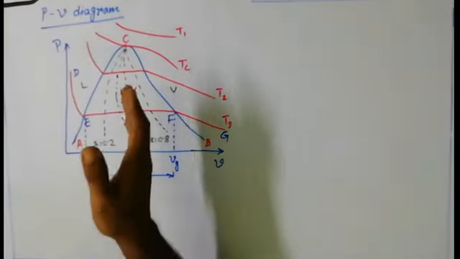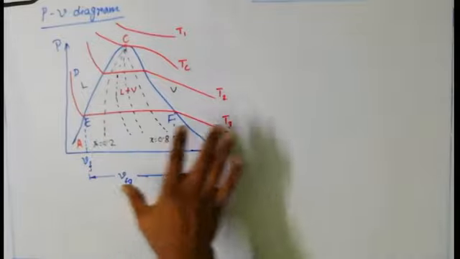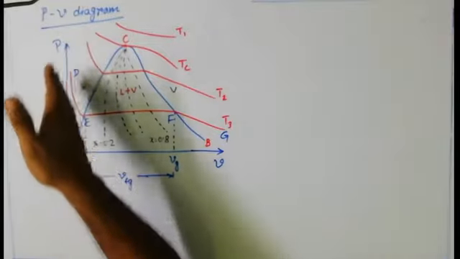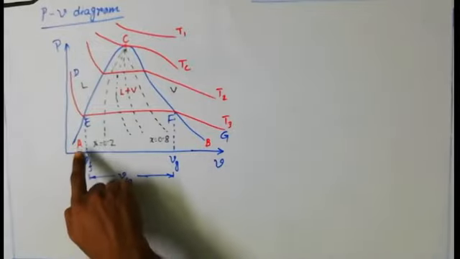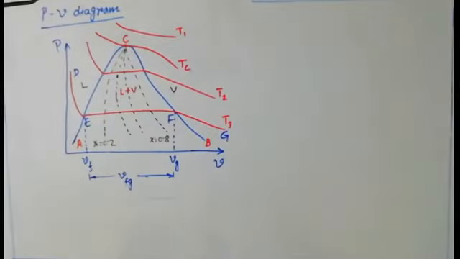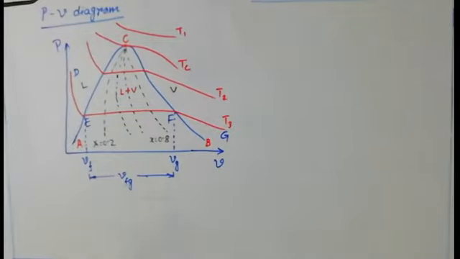Okay, now we are going to discuss the PV plot or PV diagram for a pure substance like water. In this particular plot, I have shown three different regions. The vertical axis is pressure and the horizontal axis is specific volume. Now that curve ACB is known as the steam dome. It's the shape of a dome, that's why it is known as the steam dome.